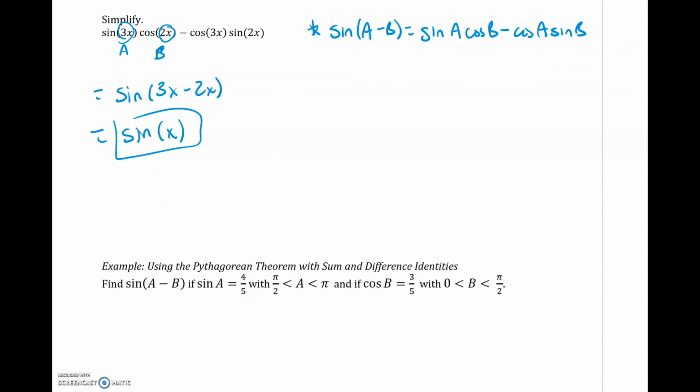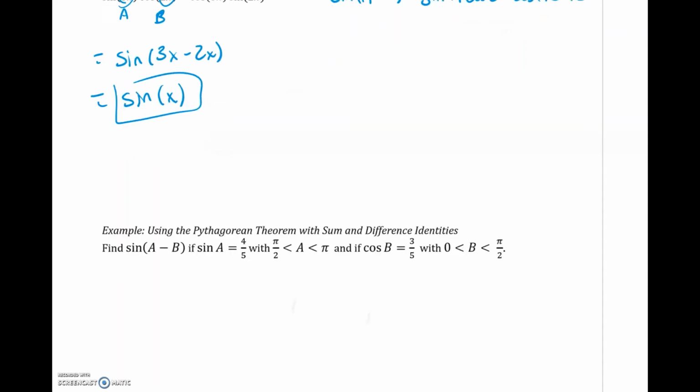So finally, we want to be able to use our Pythagorean theorem with our sum and difference identities, and you might be wondering, wait, how does this a squared plus b squared equals c squared business actually tie into sum and difference? Well, let's take a look at this last example. So it's asking us to find sine of a minus b, given some information about sine of a and cosine of b. And you'll notice we are given restrictions, right? So sine of a equals 4/5 with the angle being between pi over 2 and pi. Sine of b is 3/5 with that angle being between 0 and pi over 2. So we'll talk about how that kind of comes into play.